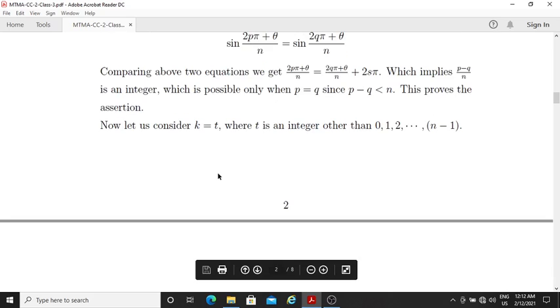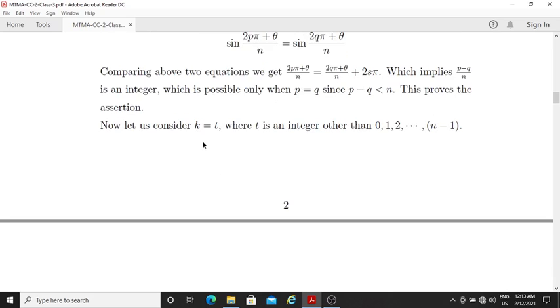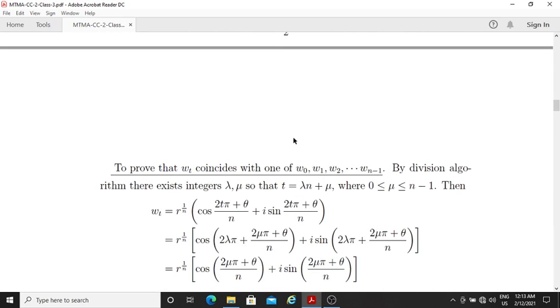Next, we have to show that, let us take any k other than this set. So other than 0, 1, 2, up to n minus 1, let's take any k. If it is not in this set, then it must be either n or anything more than that. So let's take the value of k to be t, where t is an integer which is more than n minus 1. So it is either n or anything more than n.